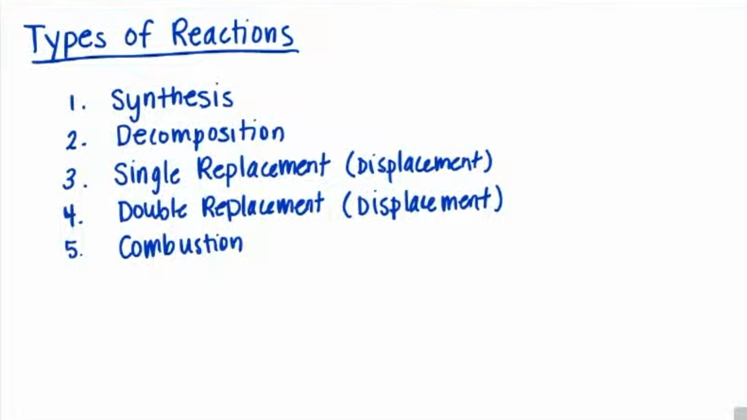Today we are going to learn how to identify reaction types. So we have 5 types of reactions generically. There are more, but for standard chemistry purposes, we're going to break them down into 5 categories: synthesis, decomposition, single replacement, double replacement, and combustion. So these names sound difficult, but they're not too bad.